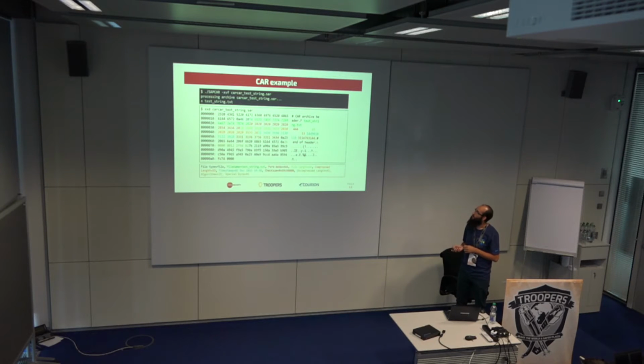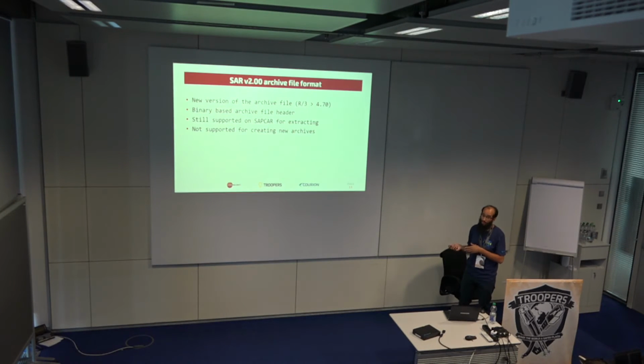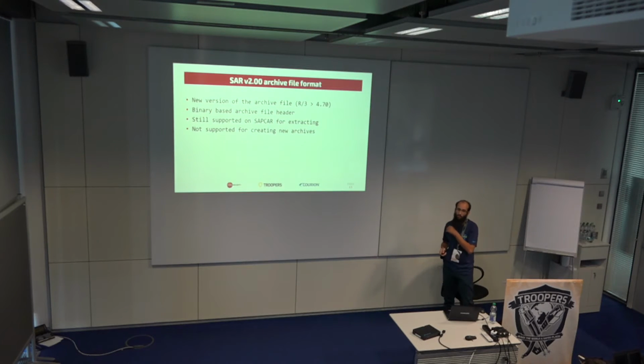So if you read all the different files, you will be able to extract the information that is inside the archive file. So going with the other, a little bit newer file version, which is 2.00. This version, I think, was implemented in R3 or new versions after 4.7. And in this case, it's binary-based. I mean, there's no text-based header or something like that. All the information in the file is binary. Obviously, it's still supported in the SAP tool for extracting, but you can't create new files using this format.